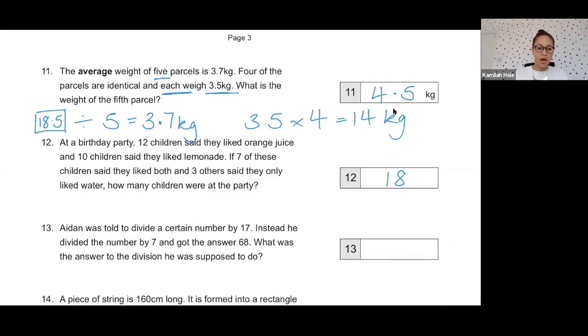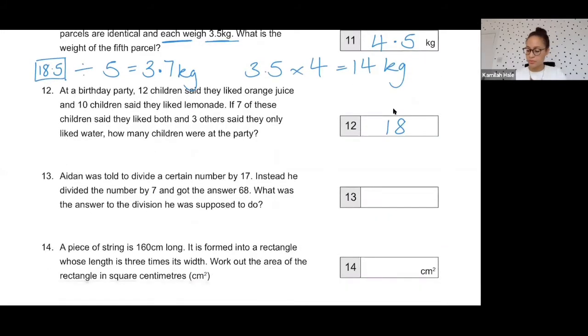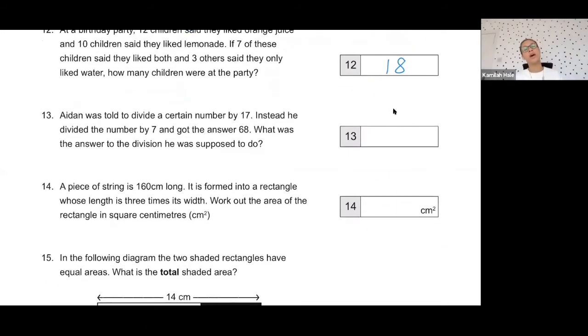Okay, let's have a read of the next one. Aidan was told to divide a certain number by 17. Instead, he divided the number by 7 and got the answer 68. What was the answer to the division he was supposed to do? Might want to read that again, just to get your head around all the information. So Aidan was told to divide a certain number by 17. Instead, he divided by 7 and got the answer 68.